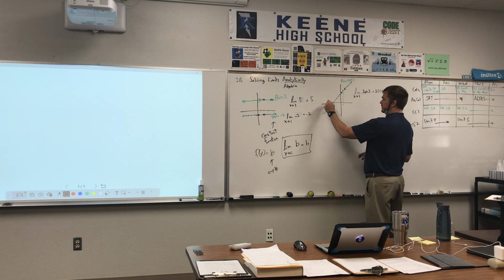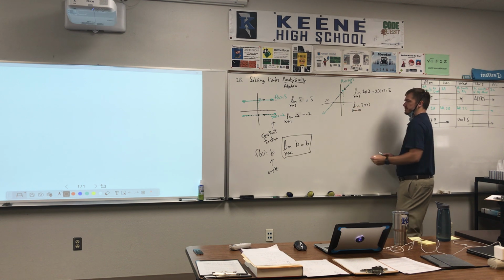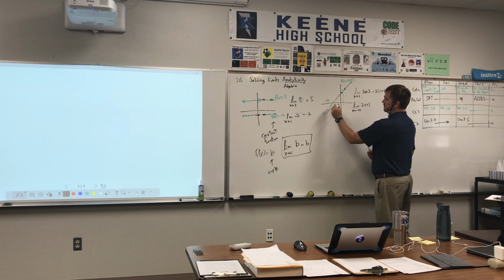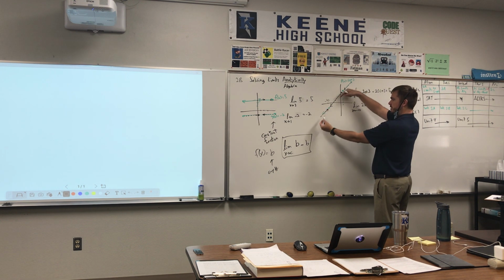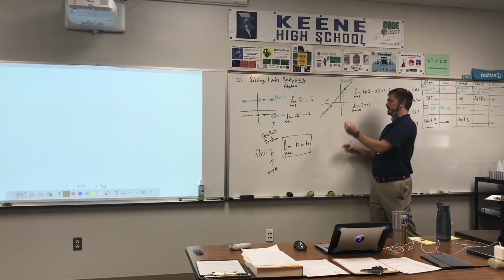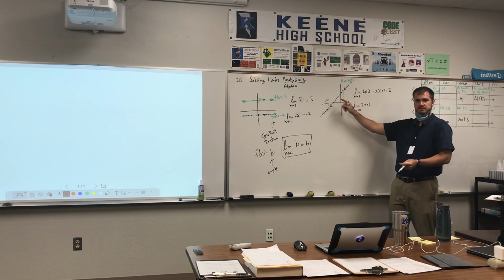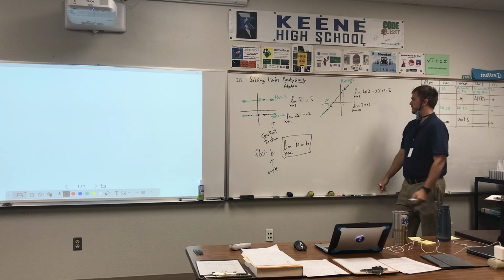What about somewhere else? Maybe over here, like -10? The limit of 2x plus 3 as x approaches -10. Well, as we're going this way, we're approaching this particular point. And as we approach it from the left, it looks like we're just zeroing in on that point, which is the point on the graph. Okay? We're zeroing in on it.